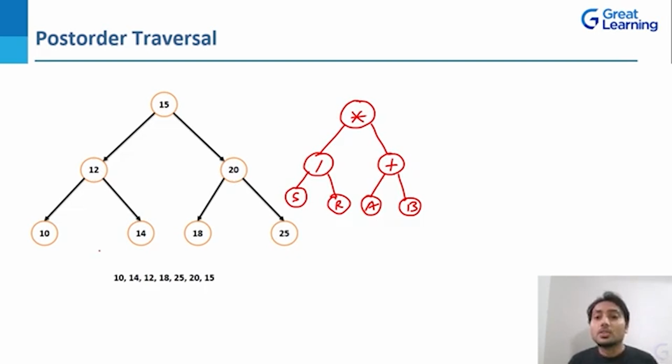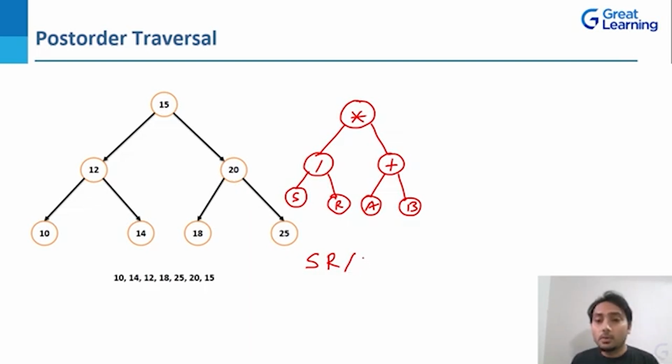Let's see that. So now what we have to consider here, we have to consider the leftmost tree. So when we consider the leftmost node here, we have S. Then we have to go to where? The right side of that particular subtree. So we have R there. Then consider the division operation. Next, what you have to do? We have to go to the right side of the tree. So there, what do we have? We have plus as the parent node, A and B as the child nodes.